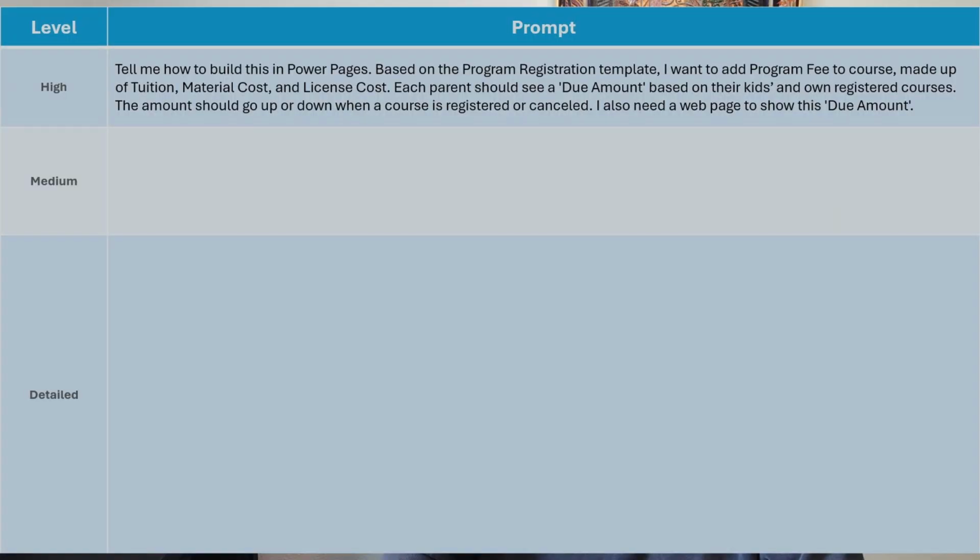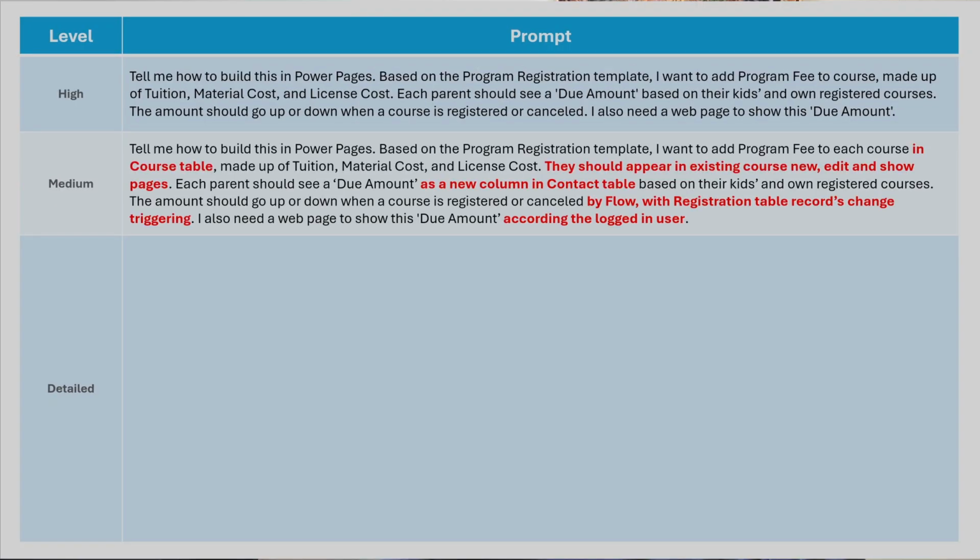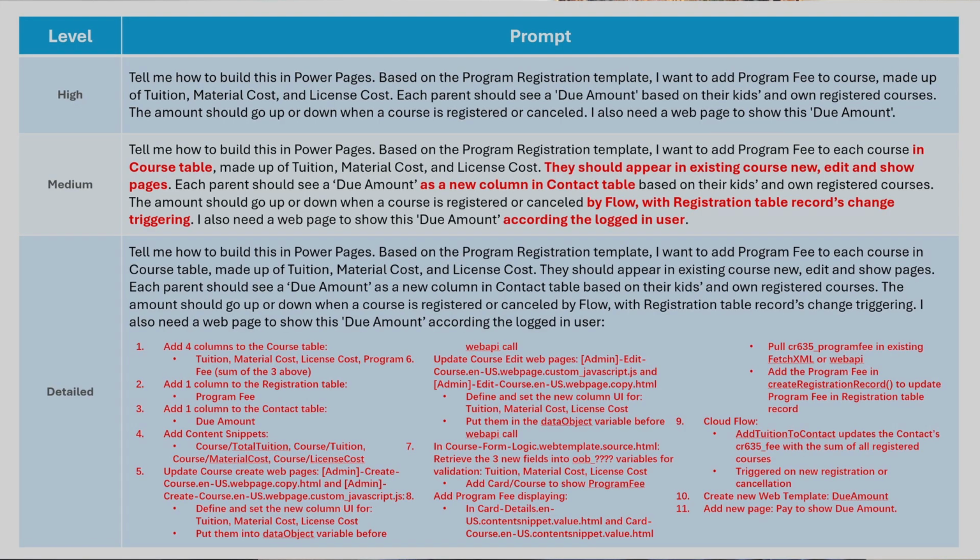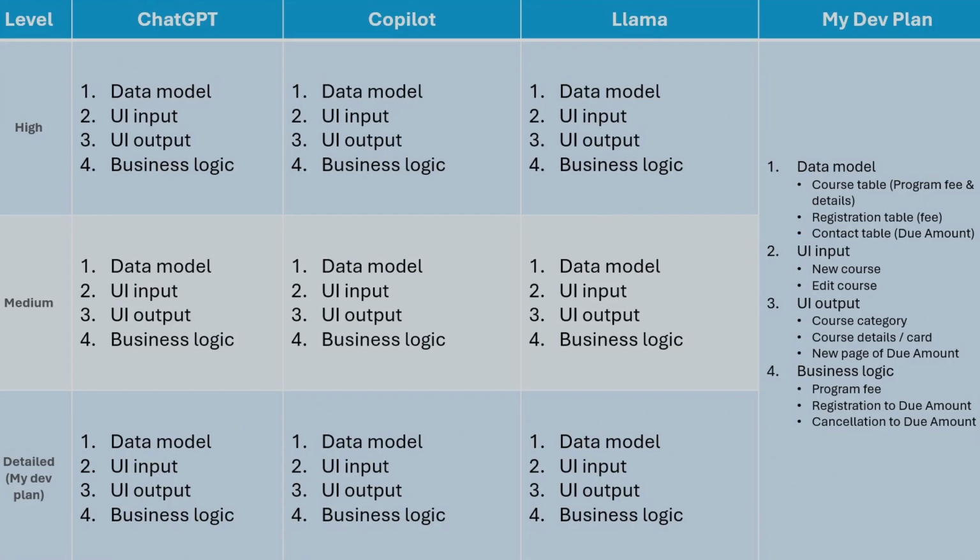Here's the plan. Vertically, I will ask the AI the same task at three different levels. High level, just a business requirement. Medium level, where fields and logic are involved. Detailed, step-by-step dev plan. Horizontally, I will run the same problem on ChatGPT, Copilot, and LLaMA to compare how each model performs. At the end, I will show a results matrix to compare them side by side.